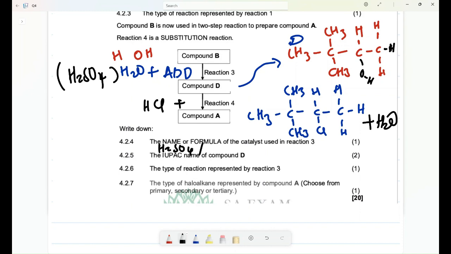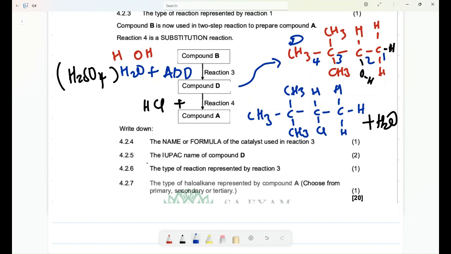Or you can use phosphoric acid, sorry, H3PO4, between the two. The IUPAC name of compound D. Compound D, I've drawn it here. What is that? I'll start naming from here. This is 1, 2, 3. Let me just say 4 for fun's sake. Can you see now this is going to be a branch. So I still have 3,3-dimethyl.